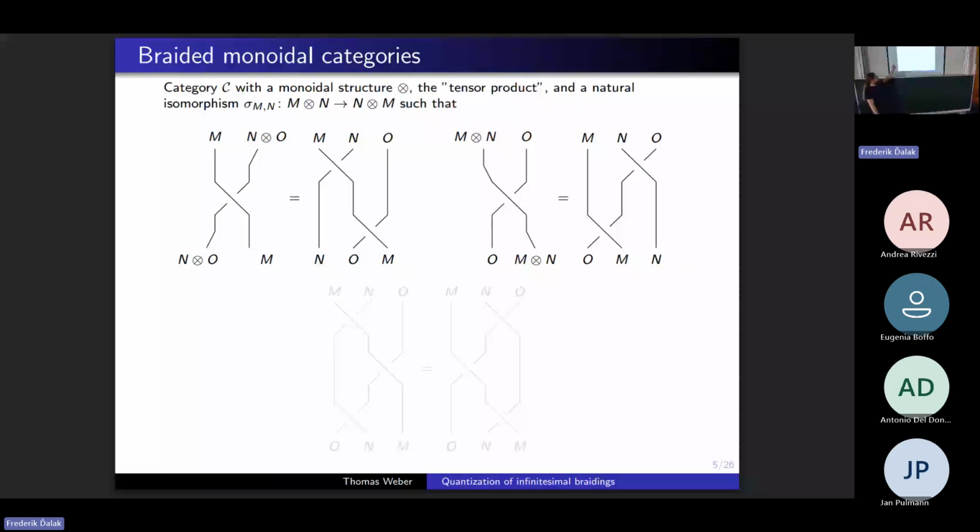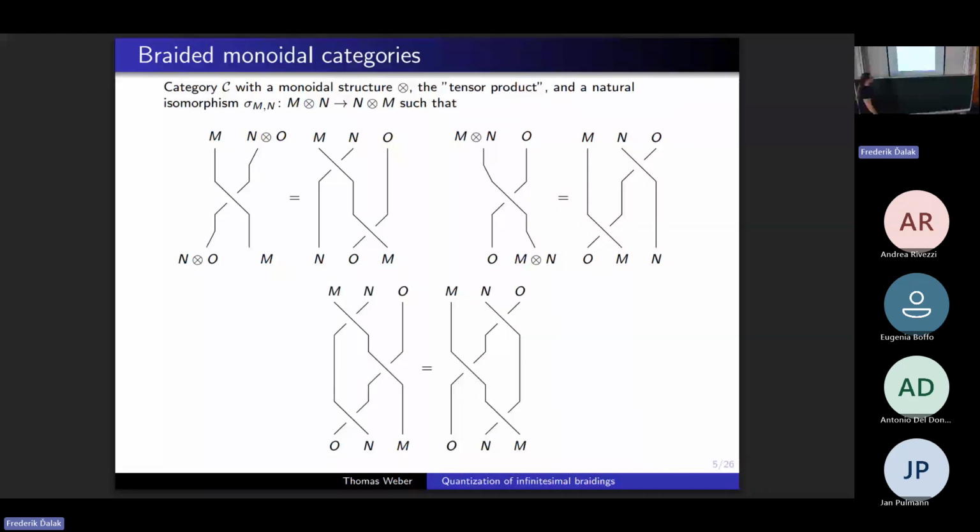If you braid M with the tensor product of N and O, this should be the same thing as first braiding M and N, and then braiding M and O. Similarly, if the tensor is in the first entry, and if this holds, you can show that the quantum Yang-Baxter, the braid relation holds, which is braiding first two, second two, first two, is the same thing as second two, first two, second two.